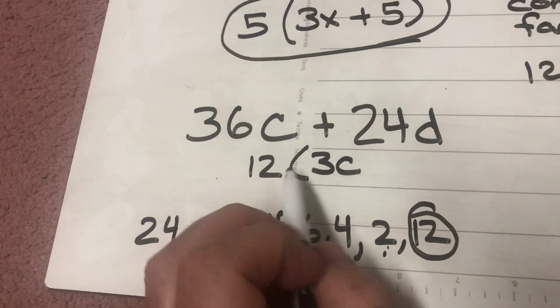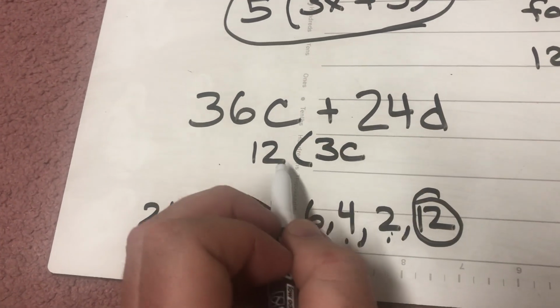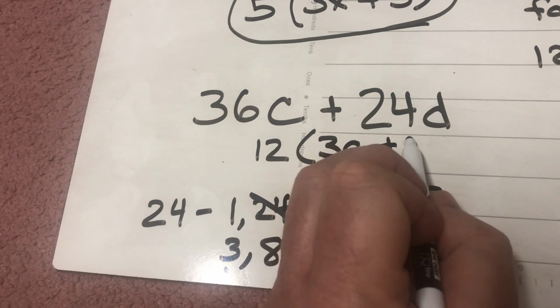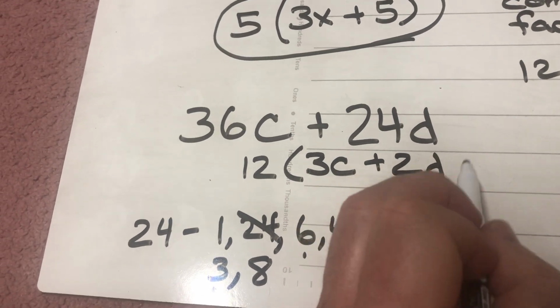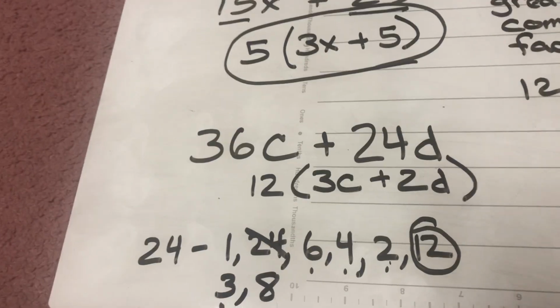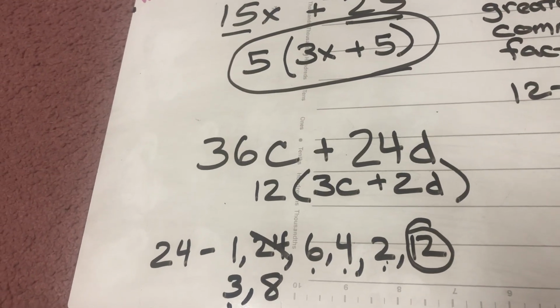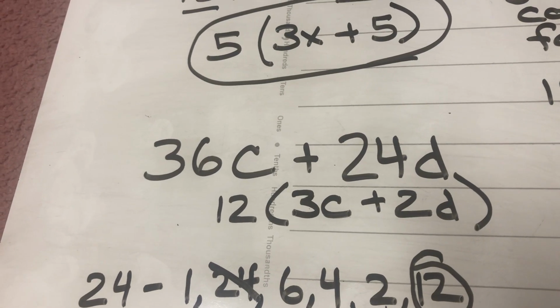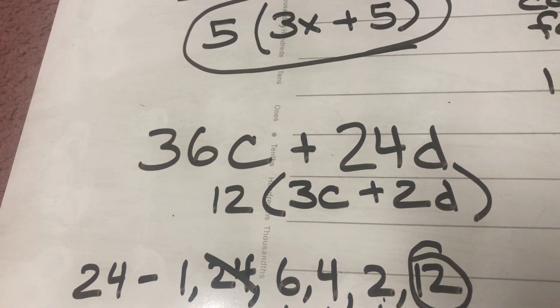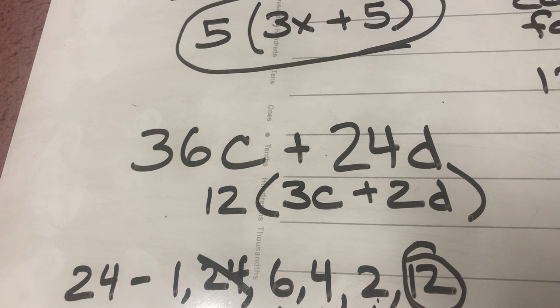Then I do 24 divided by 12. A positive 24 divided by a positive 12 is a positive 2, and the D has to become part of my answer. And I end up with 12 being multiplied inside parentheses 3C plus 2D. That's factoring the expression using the greatest common factor.